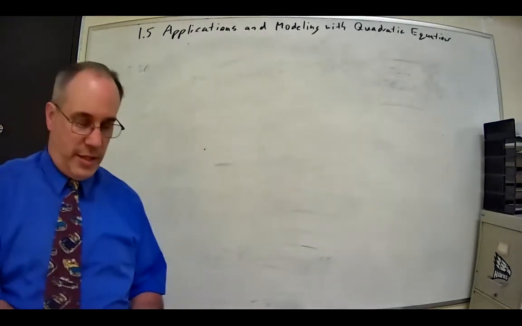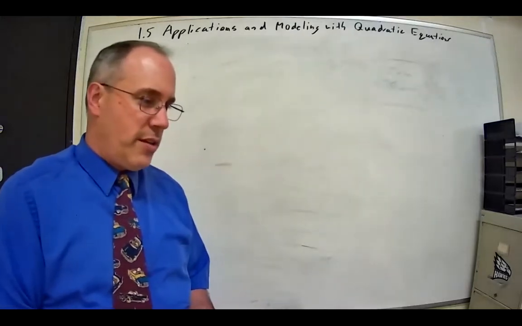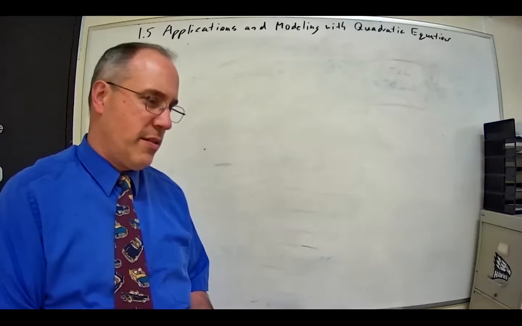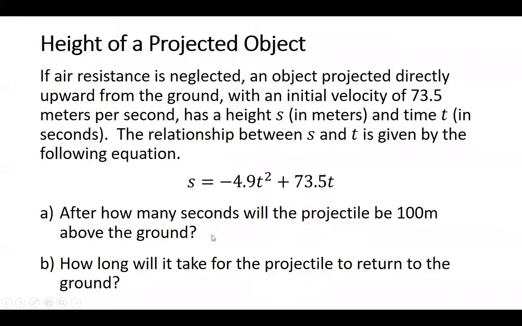Okay, as I share those PowerPoint slides again, coming into your view, there it is. Let's get on to the next one. So this is what's called a model. If air resistance is neglected, an object projected directly upward from the ground with an initial velocity of 73.5 meters per second has a height s in meters and time t in seconds. The relationship between s and t is given by the following equation. This equation is a model. It says, given certain input, this is what the output's going to be. So we're modeling this relationship.